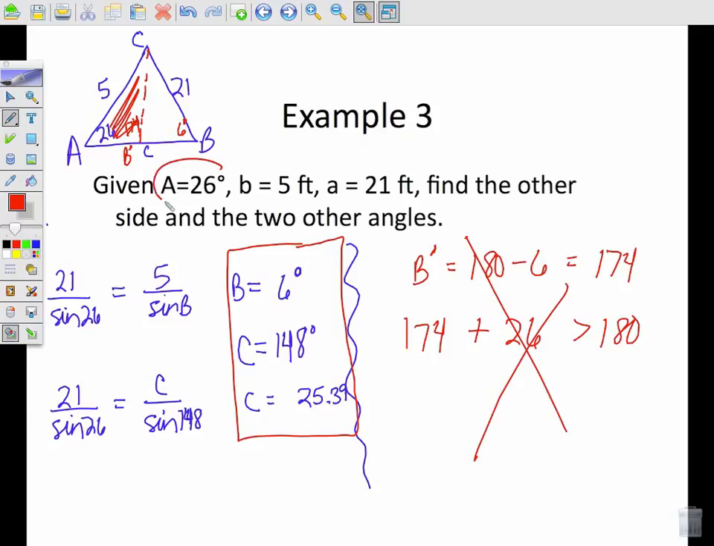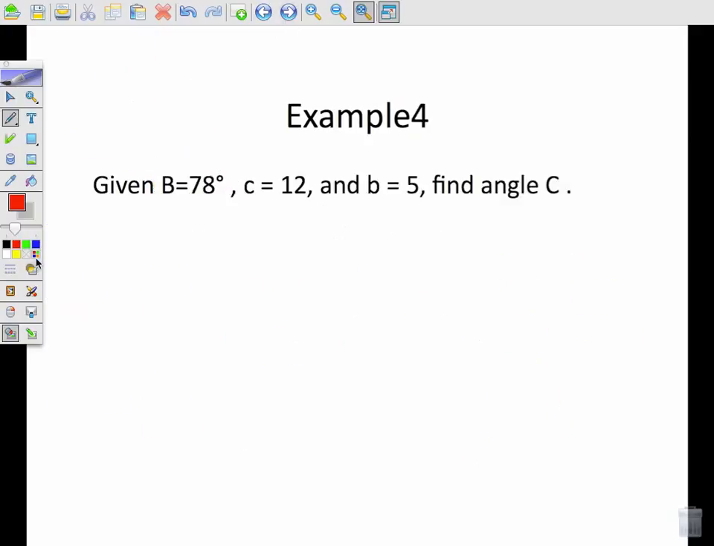Another thing that you can do is, if the angle that's given to you, right here, 26, is bigger than 6, the angle we found, you can't have a second triangle. Let's try another one.